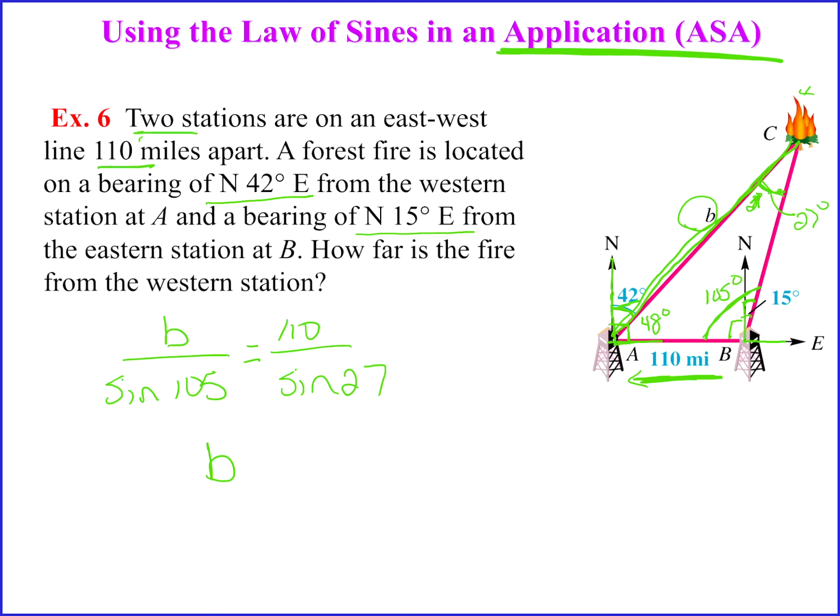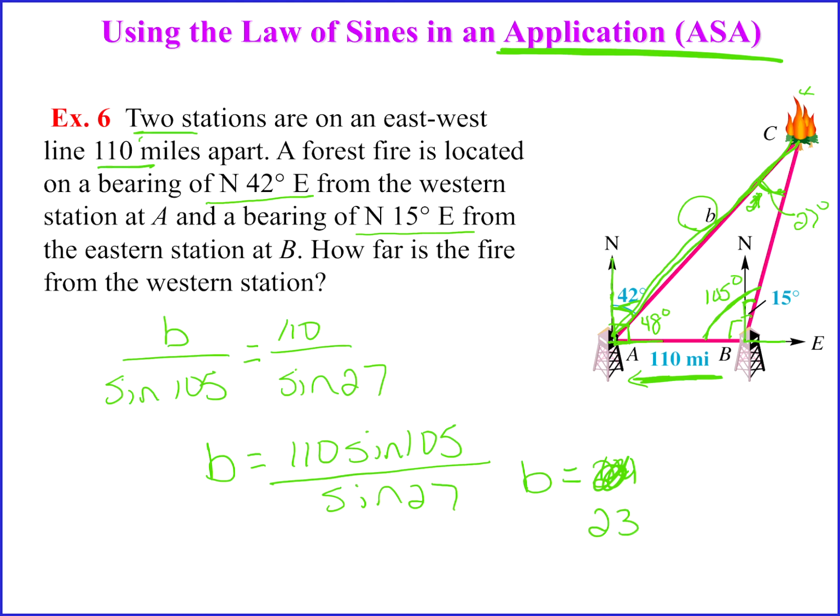So now we can plug this into our calculator. B equals 110 sine of 105 over sine of 27. Plug it into our calculator, and we would get 234.04 miles. Okay, and that's what it's asking for, because that's all it wanted was B. We don't have to do any more work.